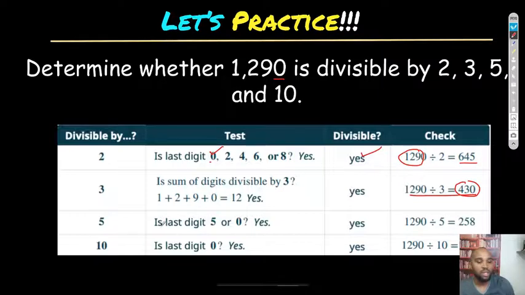Number 5, is the last digit 5 or 0? Yes, again, it's a 0, so yes, it'll work. We can check it by dividing it by 5, and we get another whole number.